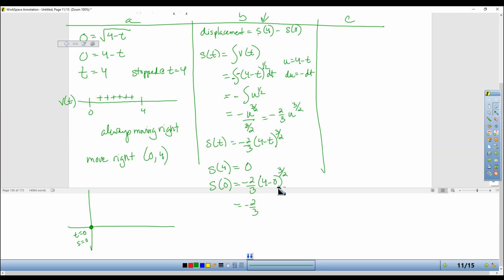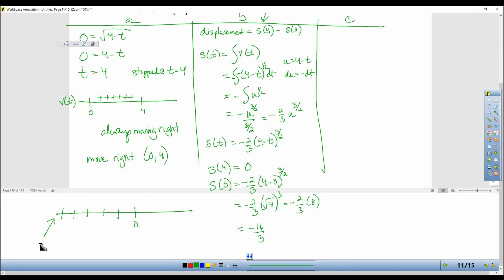So remember what this means. The 2 means square root, and then the 3 means cubed. So it's not as bad as it looks. Square root of 4 is 2. 2 cubed is 8. So negative 16/3. So at t is equal to 0, its position is negative 16/3. So it's way back here. So if here's 0, 1, 2, 3, 4, 5 1/3, that's where it is. Negative 5 1/3 at t is equal to 0.